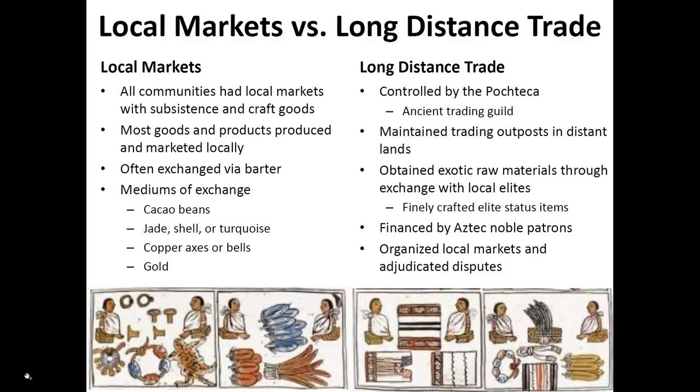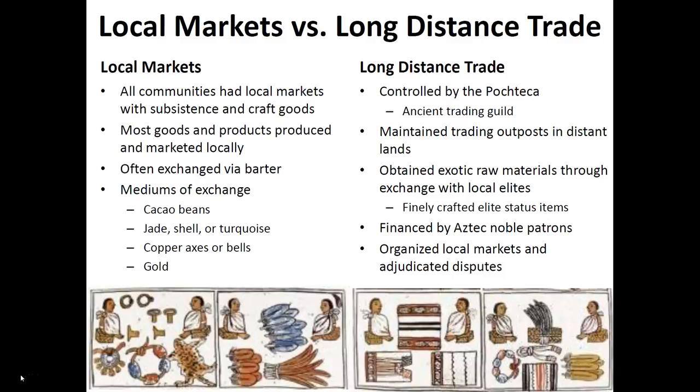mediums of exchange, crude forms of money, primarily cacao beans, beads or pendants made from jade, shell, or turquoise. For highly valued items, copper axes or bells, and in some cases, gold. Metal was very rare in the Aztec Empire. Metal was much more common in the Western Tarascan Empire, particularly copper and forms of bronze, and gold was more common to the south, in Oaxaca and down into Costa Rica. And this rarity made metal a very desired resource.